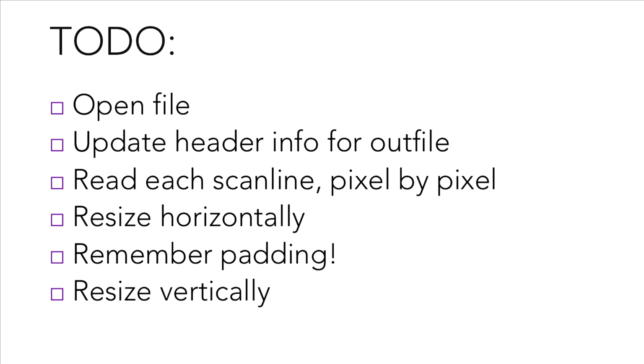You're going to want to open the in file that they give you, as well as create and open the out file that you're going to put the resized image in. Then, because you're resizing and because it's a bitmap, it needs a header, so you're going to also update the header information for the out file and write that in. Then I'm going to read into the scanline of the in file, pixel by pixel, resizing horizontally and writing those pixels into the out file as specified by the user's scale. You're going to remember to add padding as necessary, more on that later, and then also resize vertically.